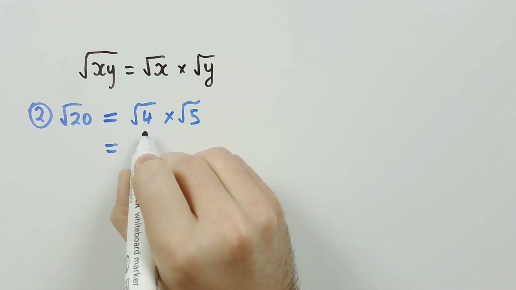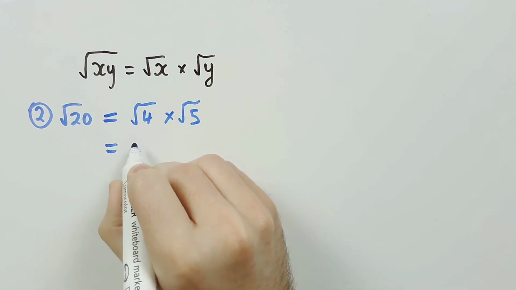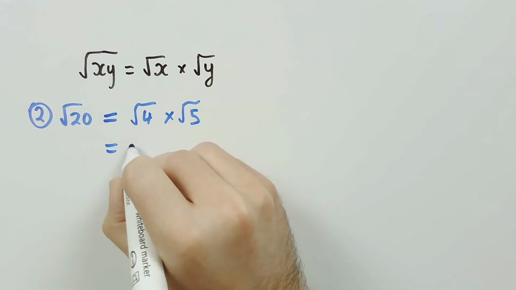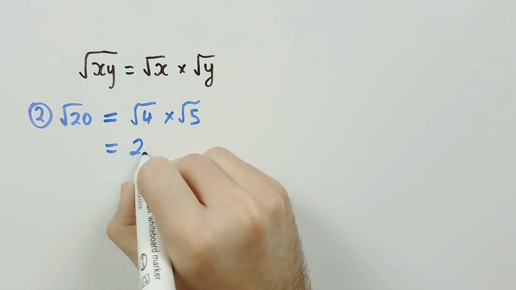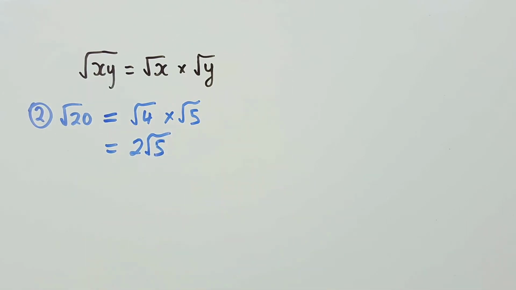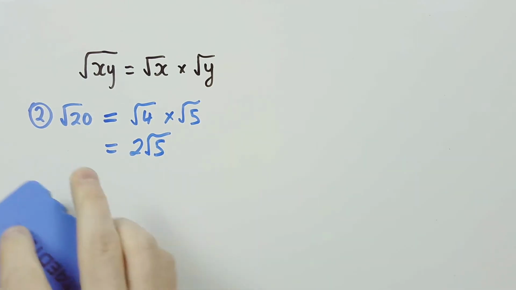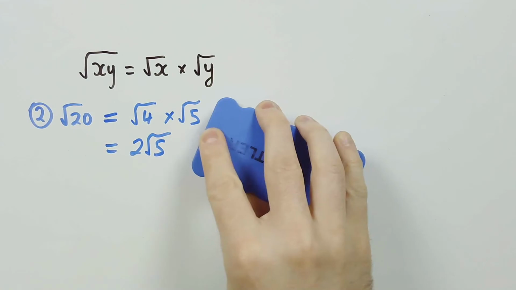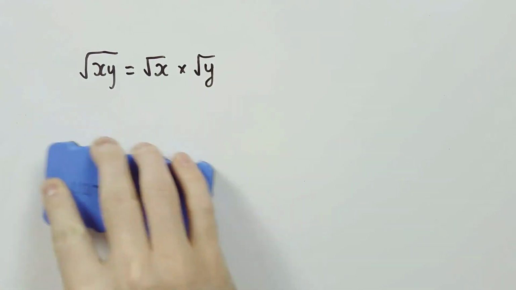And of course, square root of 4 can be broken down into 2, and we're left with root 5. And 2 times root 5, just 2 root 5. So it takes a bit of practice, but you'll see it's fairly straightforward once you get the hang of it. So that's our second example.